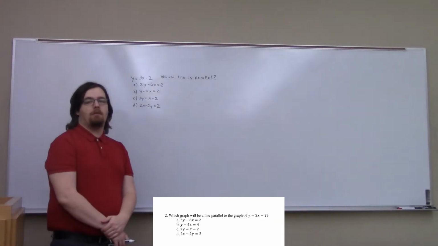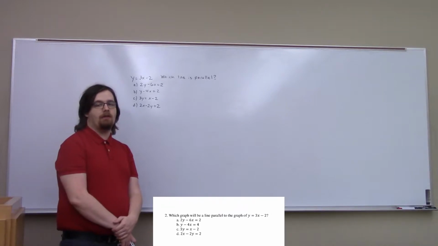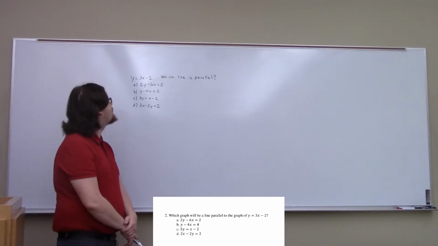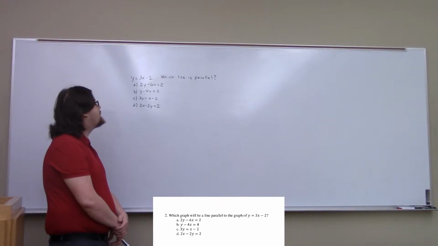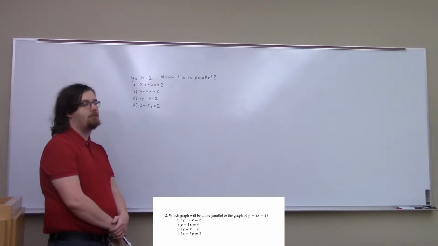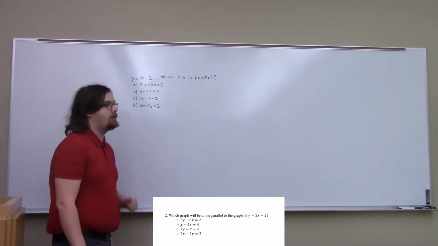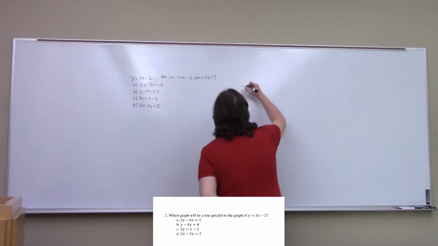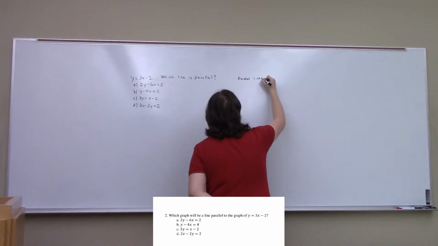Alright, here we have problem 2 from test 2 from the test prep books, TSI assessment preparation. We have an equation, y is equal to 3x minus 2, and we're asked to determine which of the following lines is parallel. Before we start breaking down each of these individually, we should know that parallel lines have the same slope.